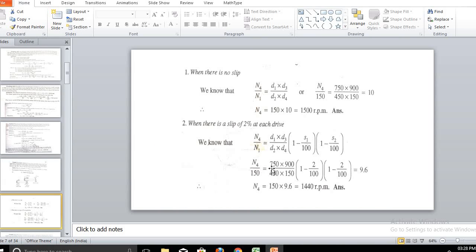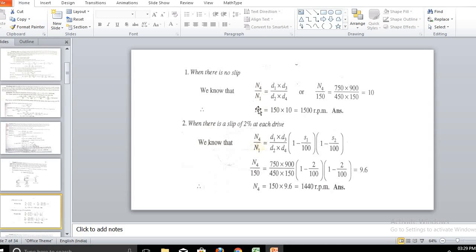Now, instead of dividing into 2 parts, we calculate in a single step: N4 by N1 equals D1 by D2 into D3 by D4 into (1 minus S1 by 100) into (1 minus S2 by 100). In the previous example these were calculated separately, from N1 to N2 and N3 to N4, by considering the slip. Here we calculate N4 by N1 directly. You can calculate it in 2 stages also, and the answer will remain the same, or in a single step, and the answer will be the same.